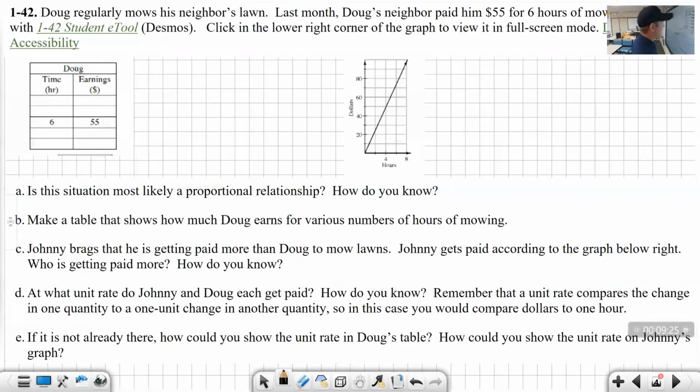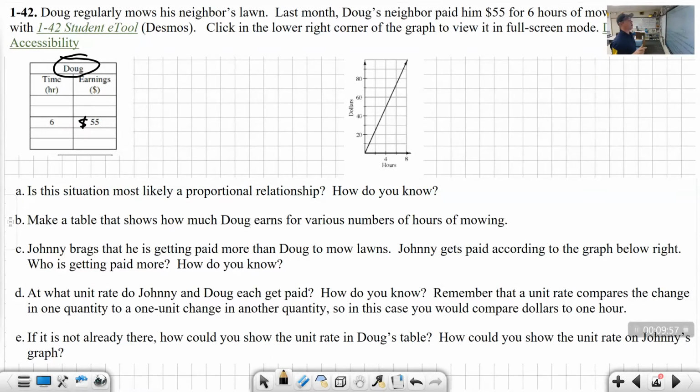All right, let's go ahead and tackle problem 1-42, okay? Here we go. Douglas regularly mows his neighbor's lawn. Notice, Doug. Last month, Doug's neighbor paid him $55 right here for 6 hours of mowing. Okay? If you want to use Desmos, you can online. Okay? But here's the thing.